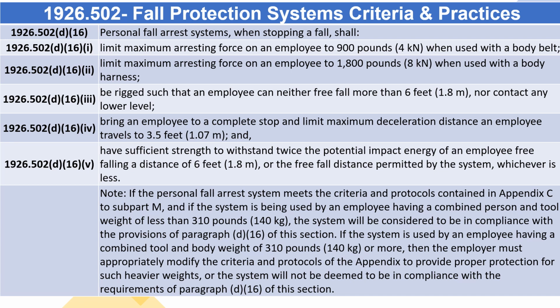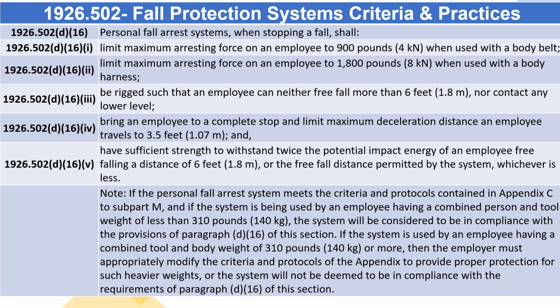be rigged such that an employee can neither free fall more than 6 feet (1.8 meters) nor contact any lower level; bring an employee to a complete stop and limit maximum deceleration distance an employee travels to 3.5 feet (1.07 meters); and have sufficient strength to withstand twice the potential impact energy of an employee free falling a distance of 6 feet (1.8 meters), or the free fall distance permitted by the system, whichever is less.